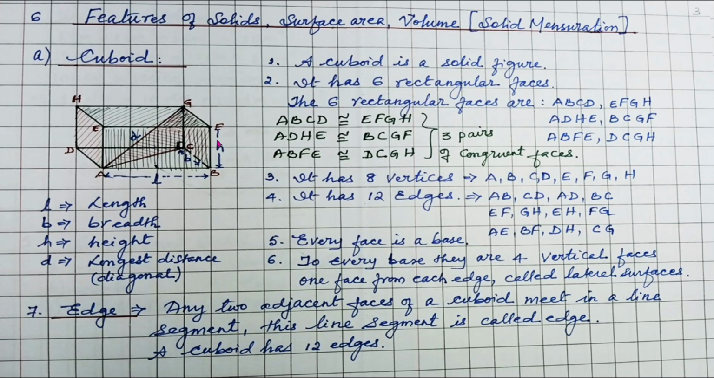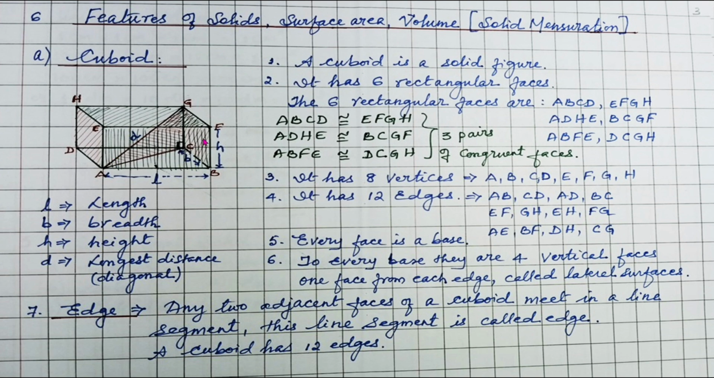Now it has 8 vertices. The vertices are A, B, C, D, E, F, G, H, so in total 8 vertices. Now the edges are AB, then CD, then AD and BC. Similarly, we have the edges EF, FG, GH, HE, and AE, BF, CG and DH. So in all, we have 12 edges. You can identify them.